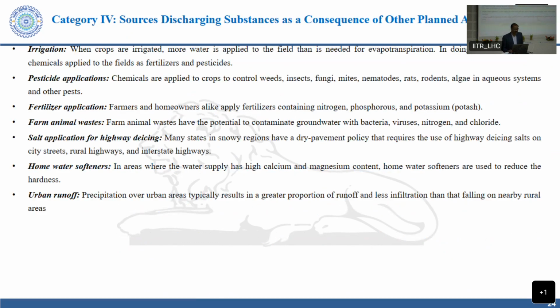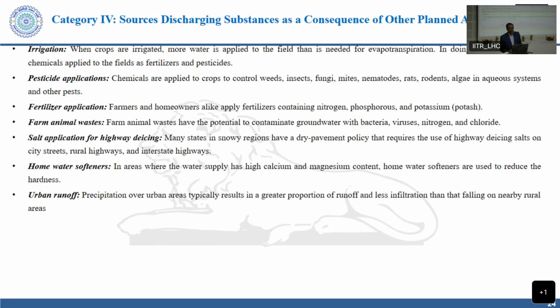Irrigation. This is the fourth category, sources discharging substances as a consequence of other plant activity. Irrigation: when crops are irrigated, more water is applied. So once you irrigate the crop, sufficient water is required in the field, and then it is needed for evapotranspiration. In doing so, it can mobilize chemicals applied to the field, fertilizers and pesticides.